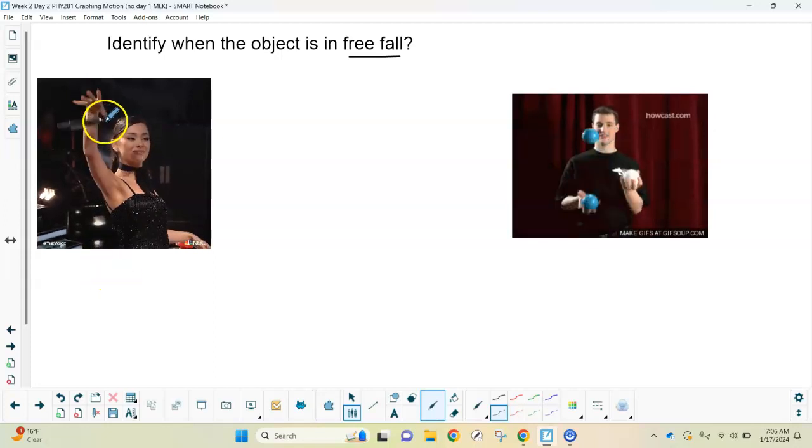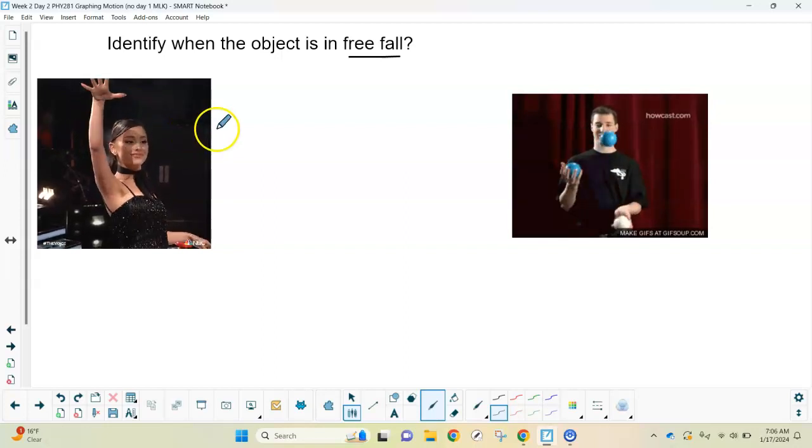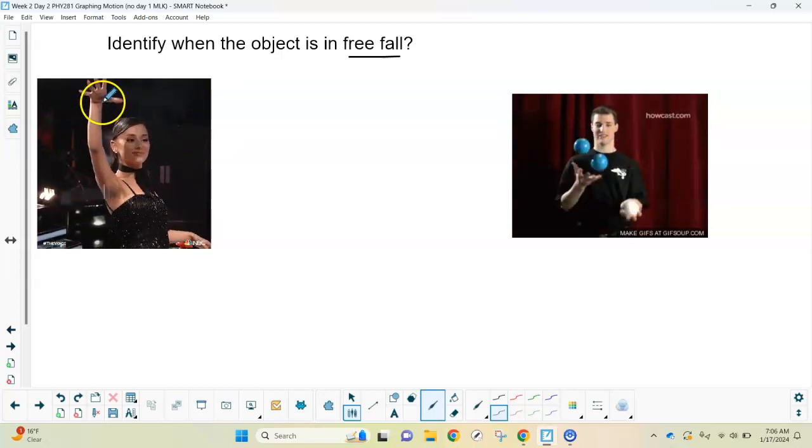So I can't pause it, but when does free fall start? It starts when it leaves her hand. So while she's holding the microphone, it is not free fall because there's another force acting. As soon as she lets go of the microphone, that's when free fall begins.